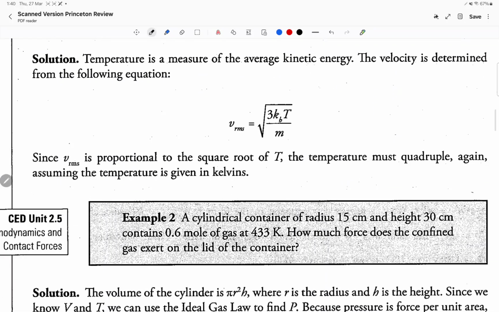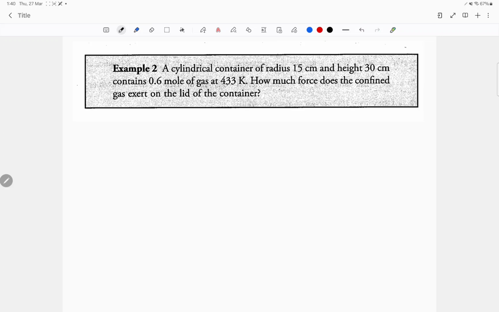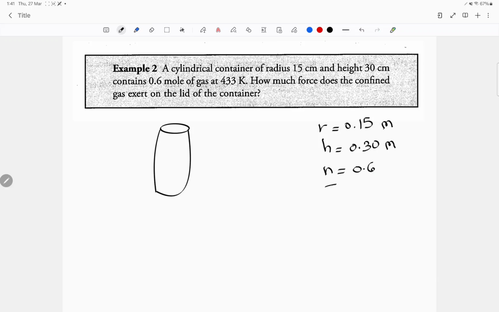Okay, let's take it to a different space. We got a cylindrical container. That's not a very good cylinder, but you get the idea. Do we need to convert the 15 centimeters? You should always convert centimeters to meters. So now the radius is going to be 0.15 meter and the height is going to be 0.30. Let's try the given. The mole is 0.6 and the temperature is 433. How much force does the confined gas exert on the lid?